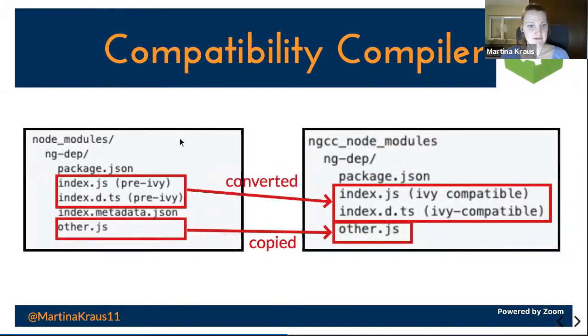So how does it look? Basically, what the ngcc is doing, it takes from this metadata JSON file the JavaScript and the correlating typings file, and compiles it to Ivy compatible code. All other JavaScript files that don't have issues with the Ivy compiler are just copied. And of course, the metadata JSON is then not needed anymore.